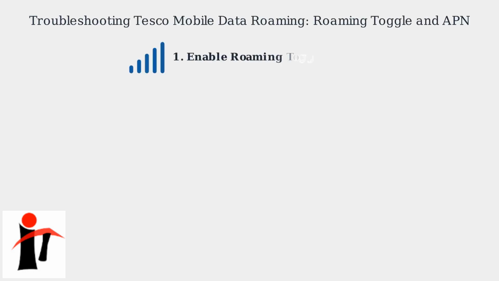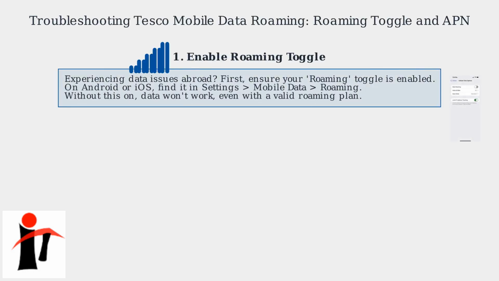Experiencing data issues with Tesco Mobile abroad? Let's get you connected. First, ensure your roaming toggle is enabled. On Android or iOS, find it in Settings, Mobile Data, Roaming. Without this on, data won't work, even with a valid roaming plan.